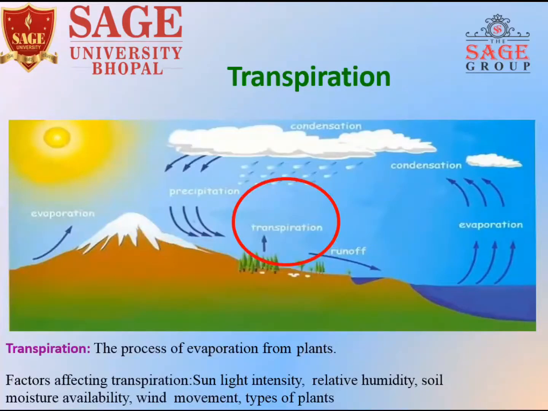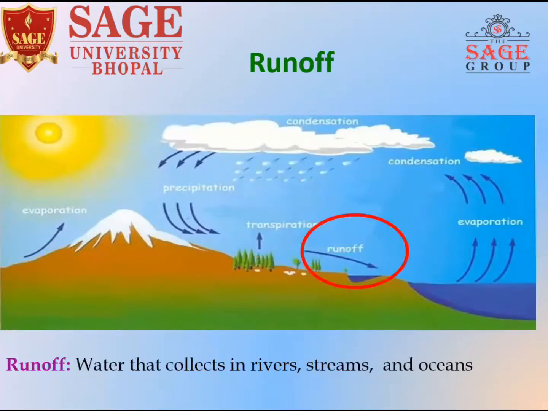The fourth step is transpiration. The process of evaporation from plants is called transpiration, and a few of the factors that affect transpiration are sunlight intensity, relative humidity, soil moisture availability, wind movements, types, and so on. Runoff is water that collects in rivers, streams, and oceans.